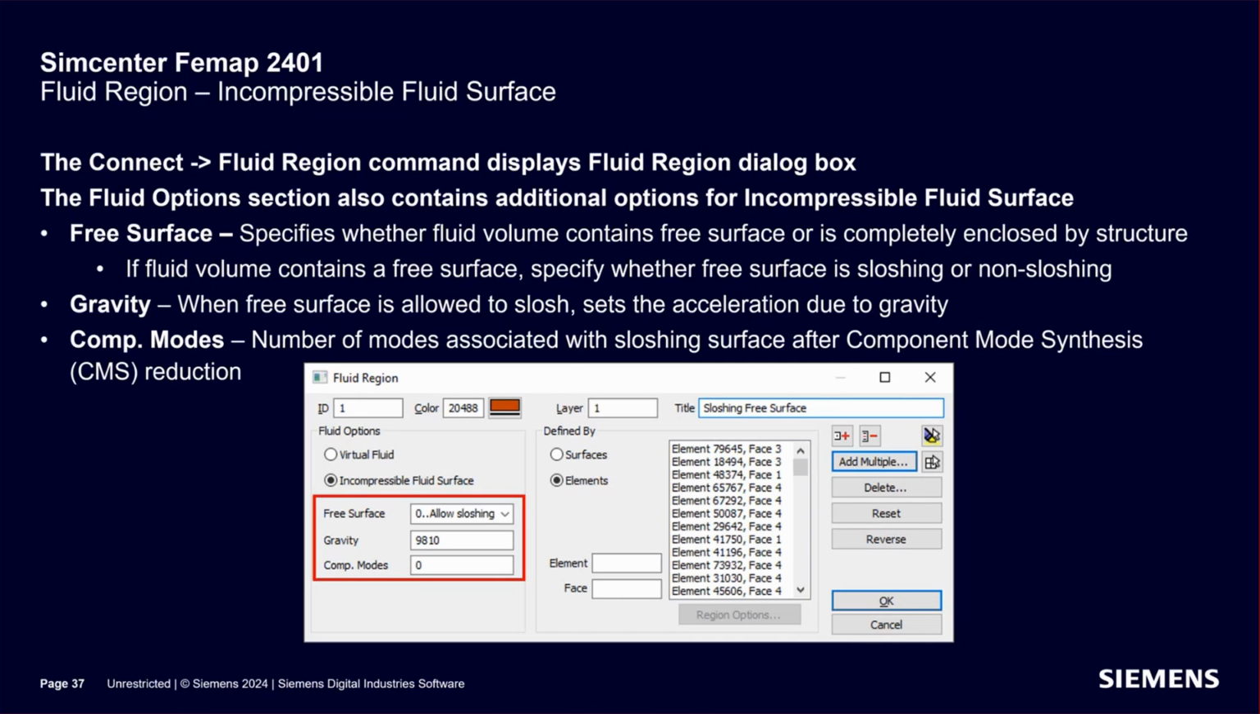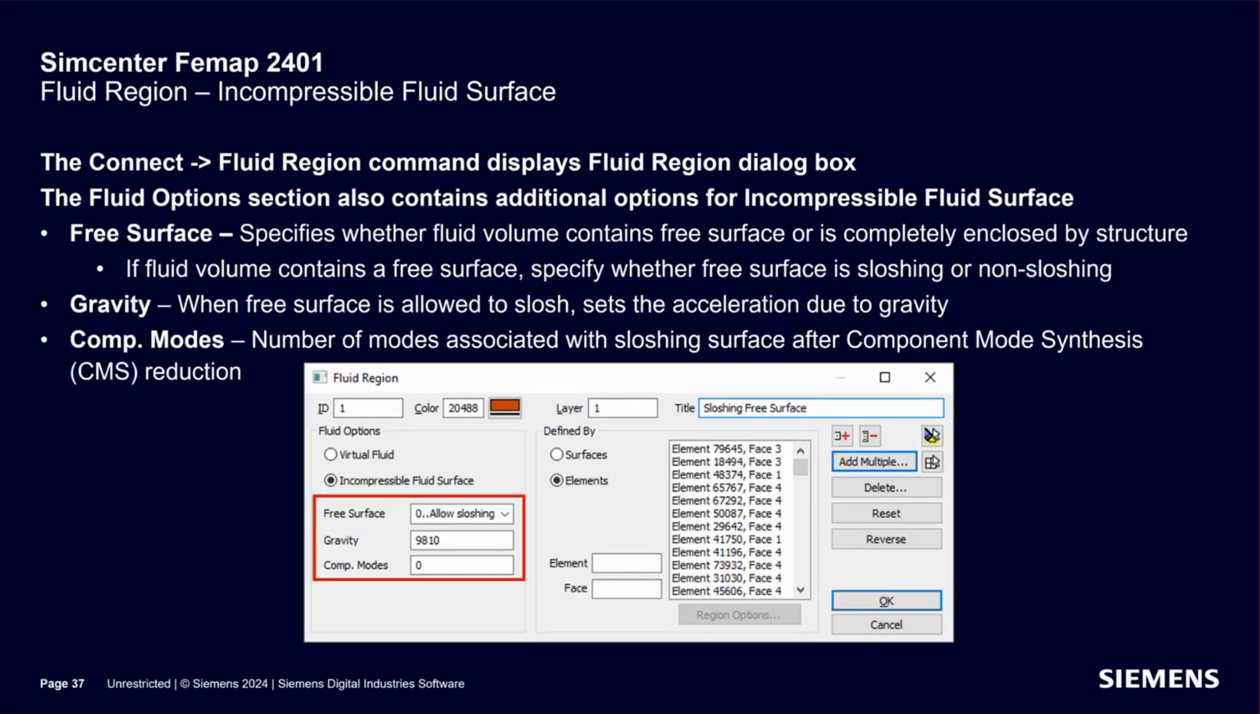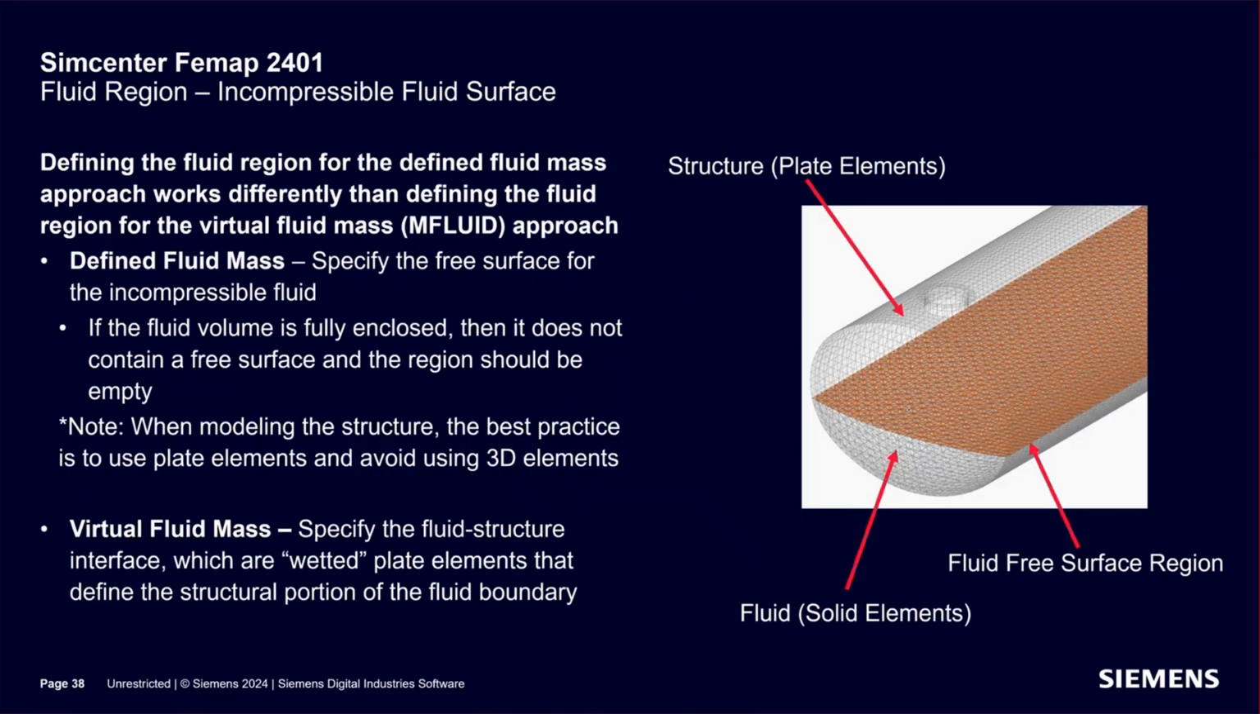Those are just some options there. You can have a structure, and this is typical: your structure made of plate elements, your fluid as solid elements, and then a fluid free surface region. That's the region you're defining, which is the top of the solid elements. Okay.